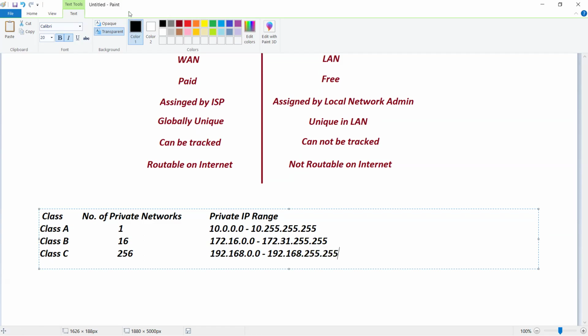See here. If we talk about class A, only the first octet is network. Is it changing? No, that means only one network. In class B, this part is network. Is it changing? Yes, from 16 to 31 it changes. From 16 to 31, so how many numbers?